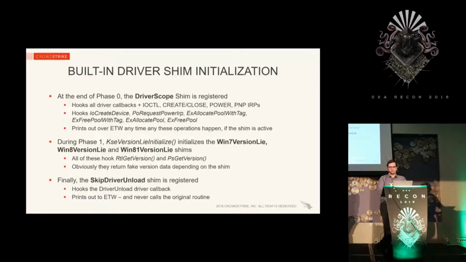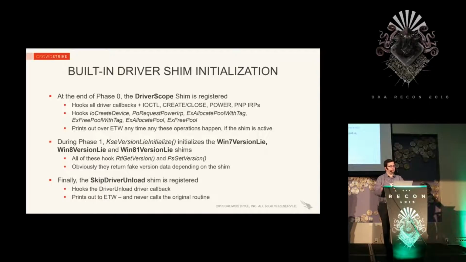And basically, when this shim is active, all it does is hook all those things, and it just prints out over ETW, which is event tracing for Windows, which is kind of Windows's internal tracing mechanism, anytime that happens. So it just hooks those things and tells you that it happened. As the name suggests, driver scope is kind of like a scope for drivers. We're going to see driver scope is never active on anything by default, but if you activate it, and we're going to see how you can activate a shim, you get some ETW events. Then there's another set of three shims: Windows 7 version lie, Windows 8 version lie, and Windows 8.1 version lie.